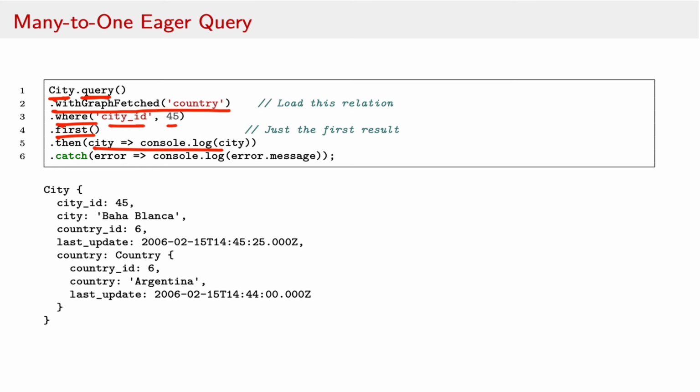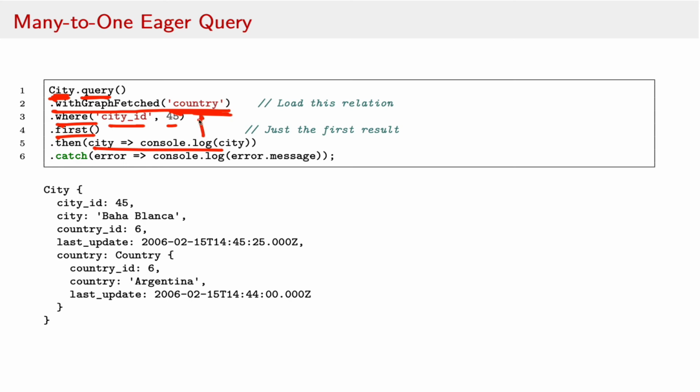We're not going to get into that in a lot of detail, but you're certainly encouraged to check out the documentation for withGraphFetched in the Objection documentation to see what other kinds of cool things you can do. But basically what we're doing here is just saying, once we have that city, let's also grab the associated information from the country associated with that city.